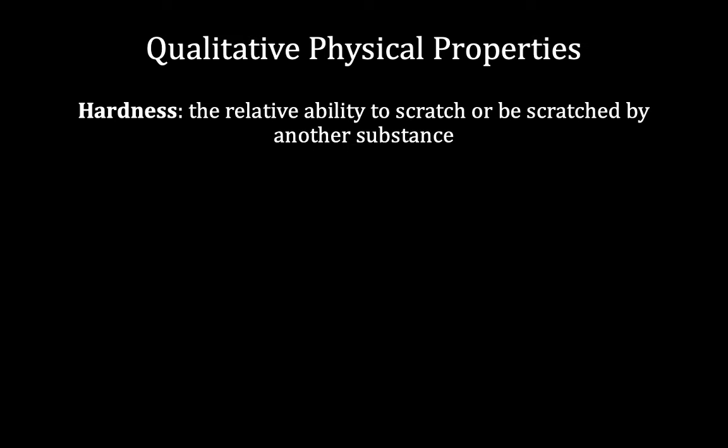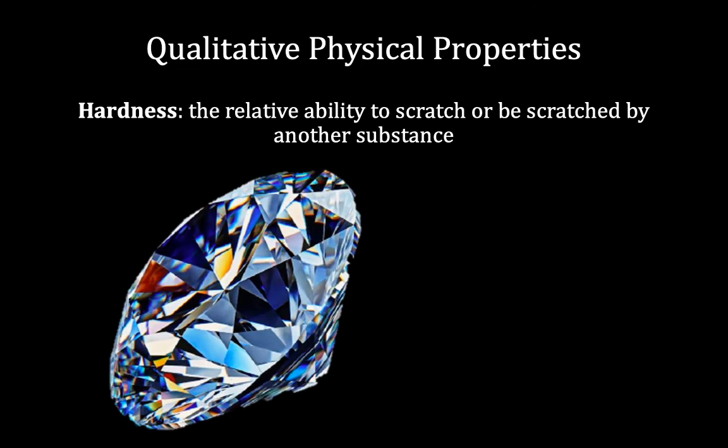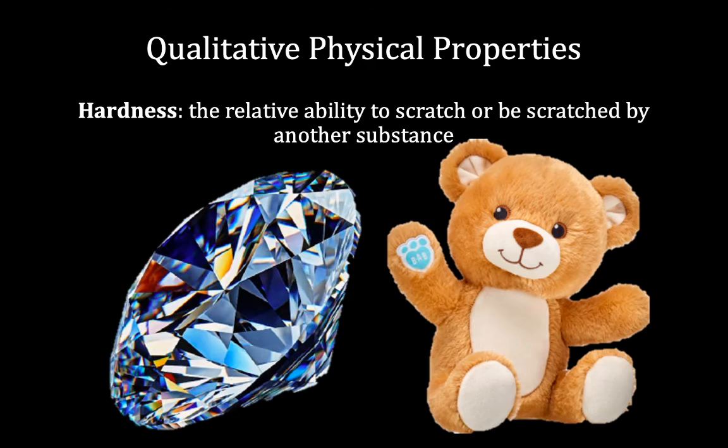Hardness is another qualitative physical property. The official definition of it is that it's the ability to scratch or be scratched by another substance. So on the hard end, you've got something like a diamond, and there are several soft things around us as well.